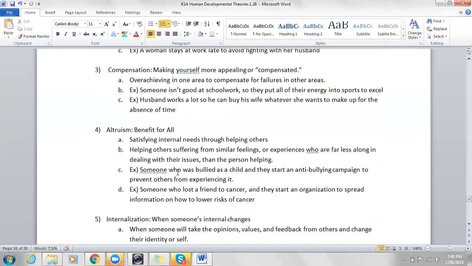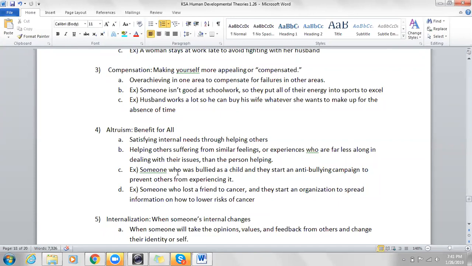Compensation is making yourself more appealing or compensating for a different behavior, meaning you may be overachieving in one area but super underachieving in another area. So an example of that is someone isn't good at schoolwork, so they put all of their energy into sports to excel. Or a husband works a lot, so he buys his wife whatever she wants to make up for the absence of time. Or somebody that is not that good at structure or coordinating or organizing things may overcompensate by performing well in another area, such as delivering the subject.